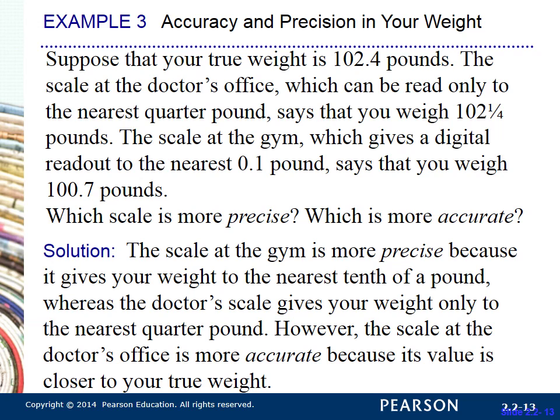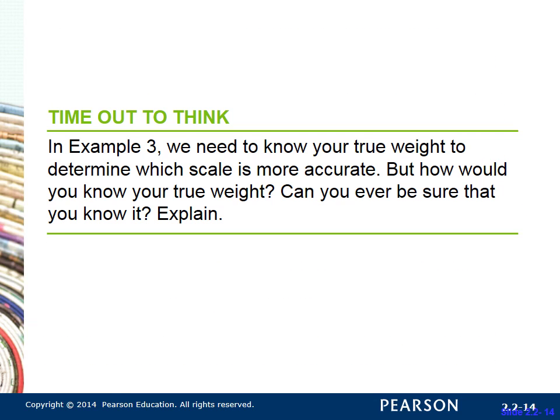So the true weight's 102.4. 102.25, remember, 1/4 is 0.25. So the doctor's is saying 102.25, which is closer than the 100.7 to your actual correct weight. So even though the one at the gym is more precise, the one at the doctor's office is more accurate.